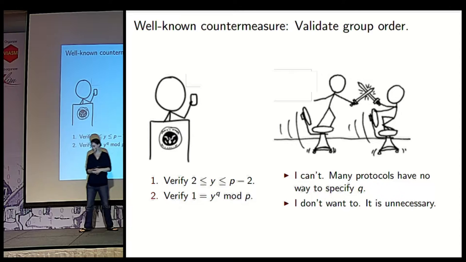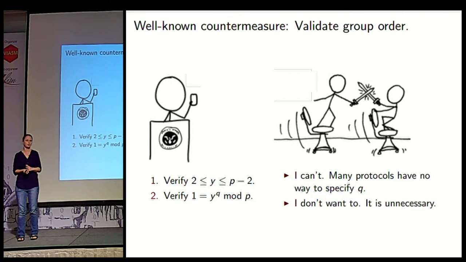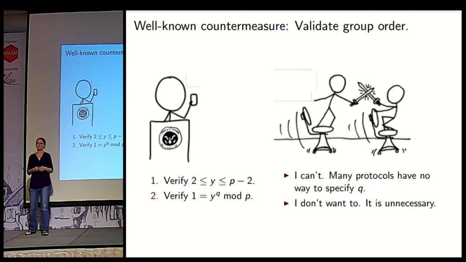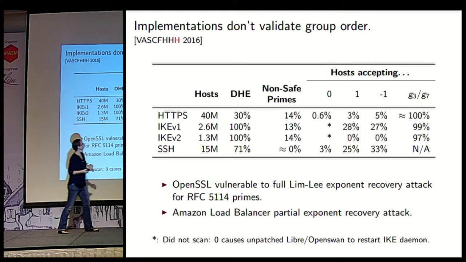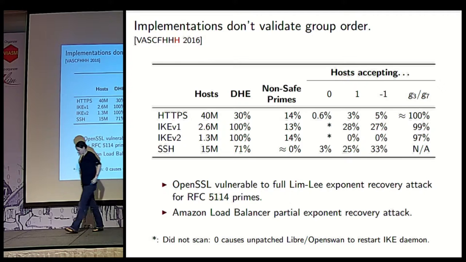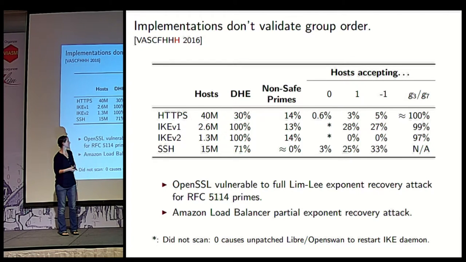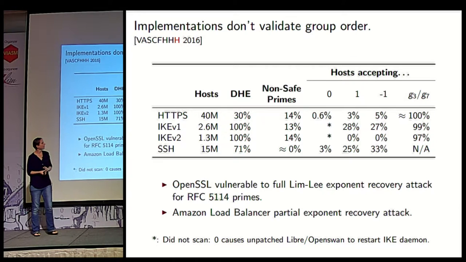The other response to this is that these checks are perceived as unnecessary. Like, who cares if the adversary can learn a bit of the key? Okay, so with a number of my students and other collaborators, Antonio Sanso and Alex Halderman and some of his students from the University of Michigan, we actually went and measured the implementation behavior of a bunch of major protocols with respect to these kinds of attacks. It turns out that a large number of hosts are using primes that are not safe. Okay, large, less than 15%, but still fairly significant. And essentially no one is validating group order, not even for well-known groups where the group order is specified by a parameter.